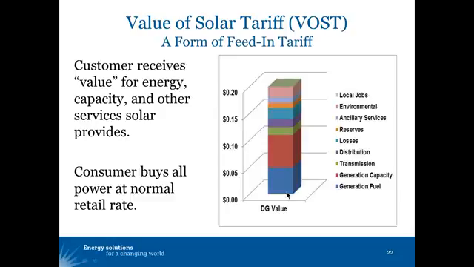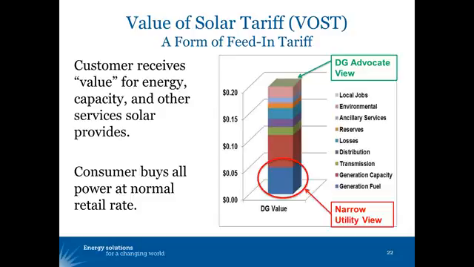So here I've got a graphic that shows all of the kinds of values that one might look at. First, utility system values: fuel, generation capacity, transmission, distribution, line losses, reserves, ancillary services, environmental benefits, and benefits in the form of local jobs. The distributed generation advocate would look at this entire stack and say, my solar power is worth 18 cents a kilowatt hour. A narrow utility view might look at this stack and say, in the short run, all I'm avoiding is the fuel for my generating plants, and it's worth more like 3 cents a kilowatt hour.